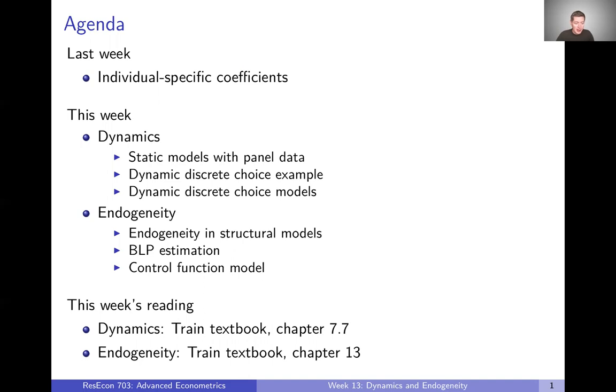And the readings for this week: the dynamics portion is going to come from the Train textbook chapter 7.7, and the endogeneity section will come from the Train textbook chapter 13. So make sure to read those first.